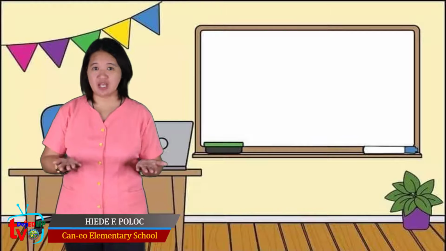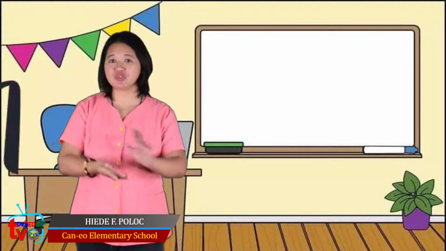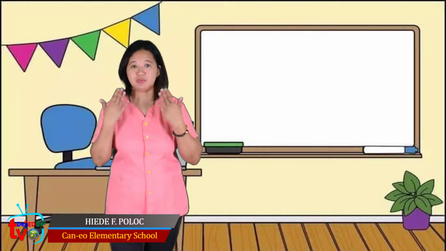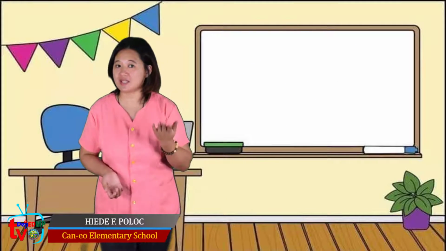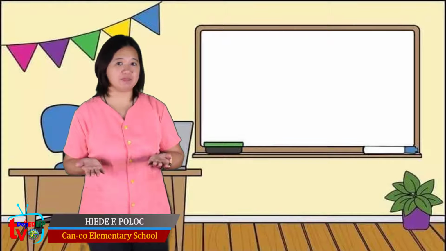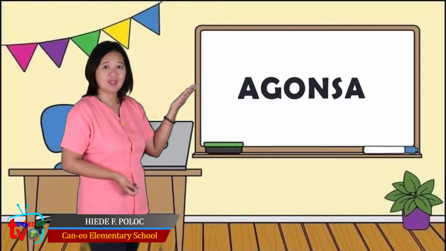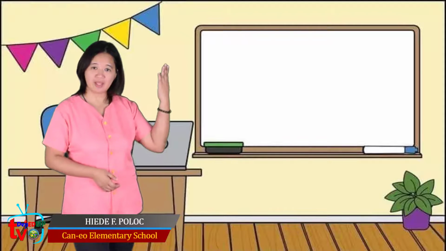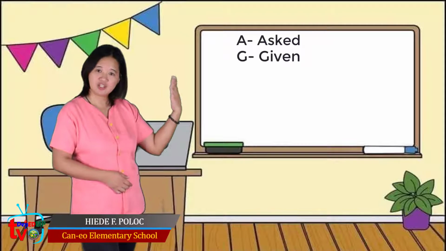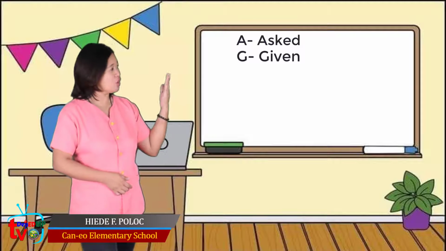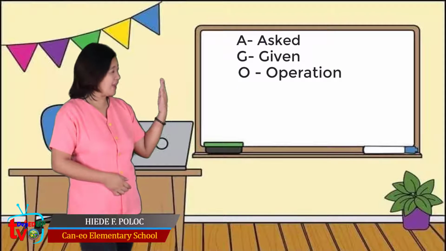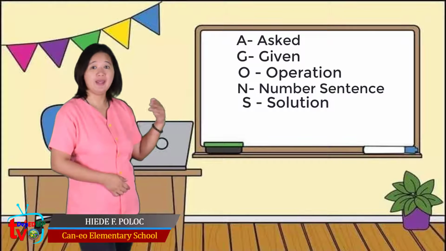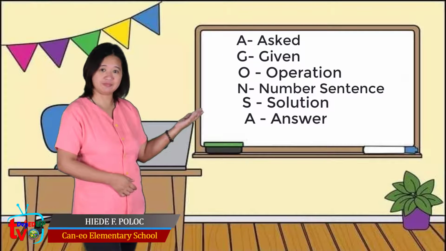From the previous lesson, you learned how to solve word problems involving decimals. Let me help you remember your lesson last time by this acronym. AGONSA. These are the steps in problem solving. A for ask, G for given, O for operation, N for number sentence, S for solution, and A for answer.